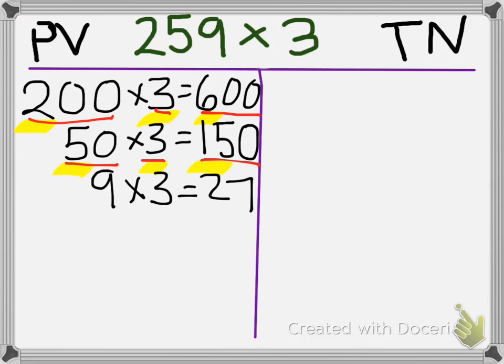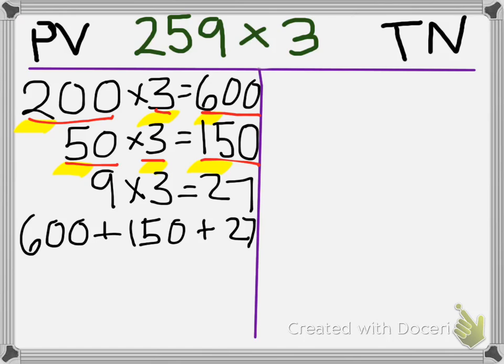My final step is to add together 600 plus 150 plus 27. And I just do that in my head by going 600 plus 150 is 750. Plus the 20 is 770, plus the 7 equals 777.